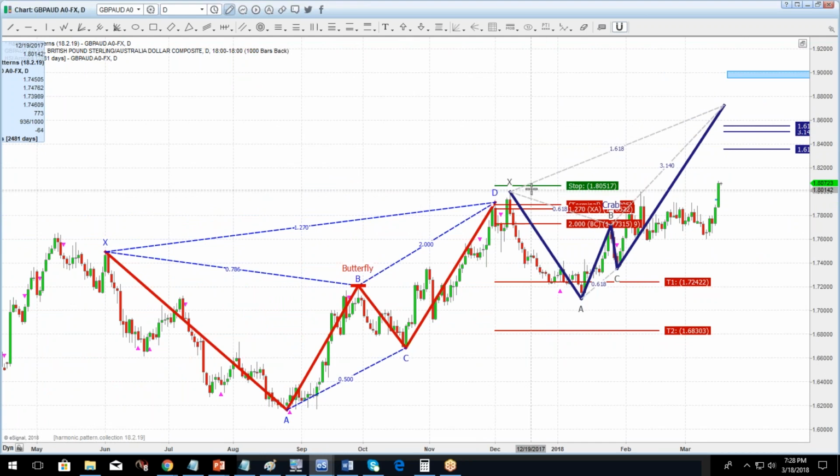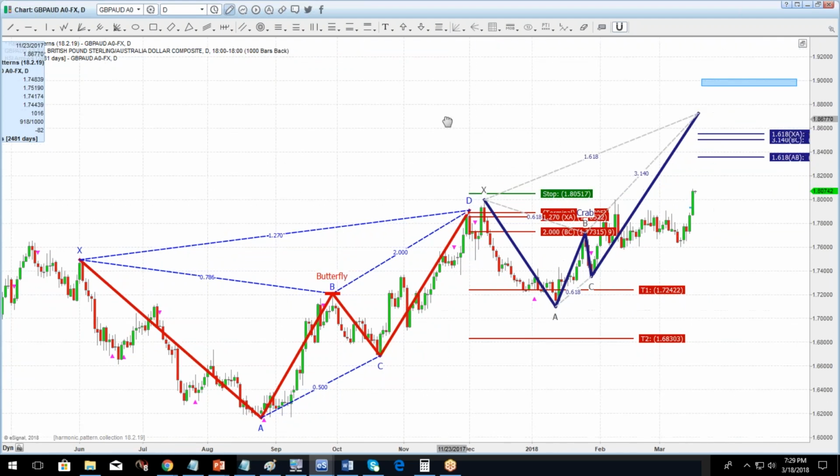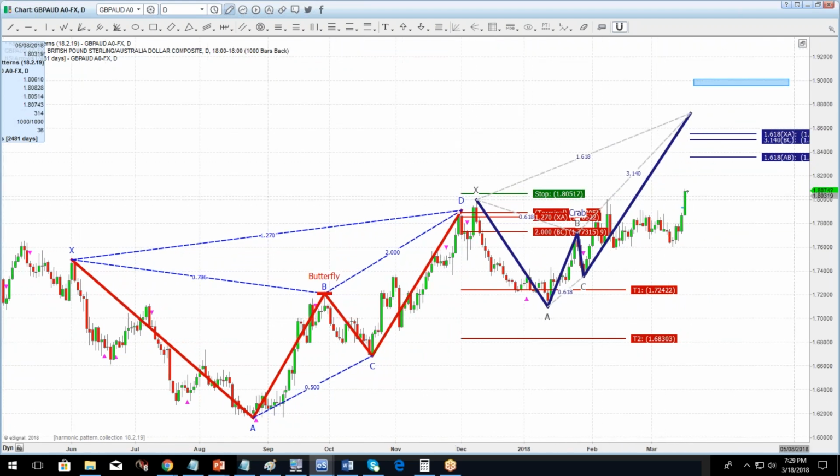This is a harmonic breakout. This butterfly got violated. We've seen a secondary test now that violates that. That's definitely that same kind of idea of a continuation. So definitely check that out.